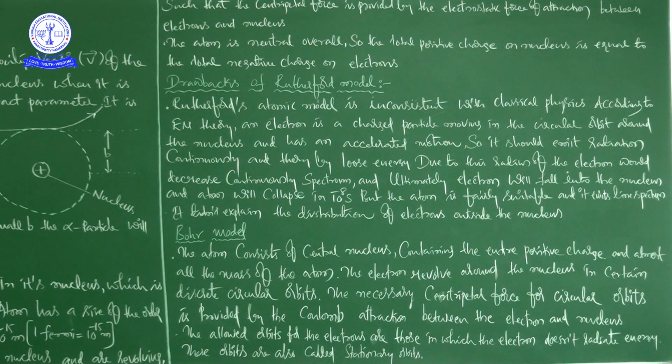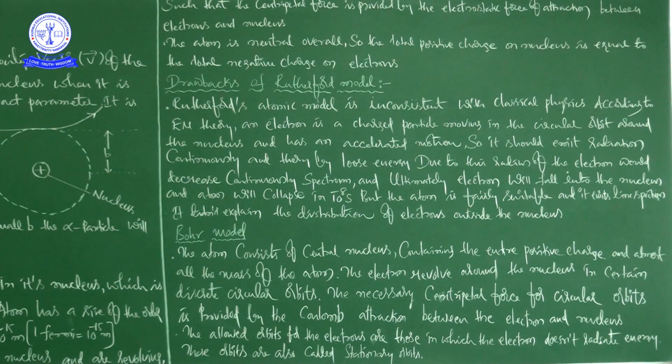Next point. See here. The allowed orbits for the electrons are those in which the electron doesn't radiate energy. It doesn't radiate energy means it doesn't absorb energy and it doesn't release energy. These orbits are also called stationary orbits.